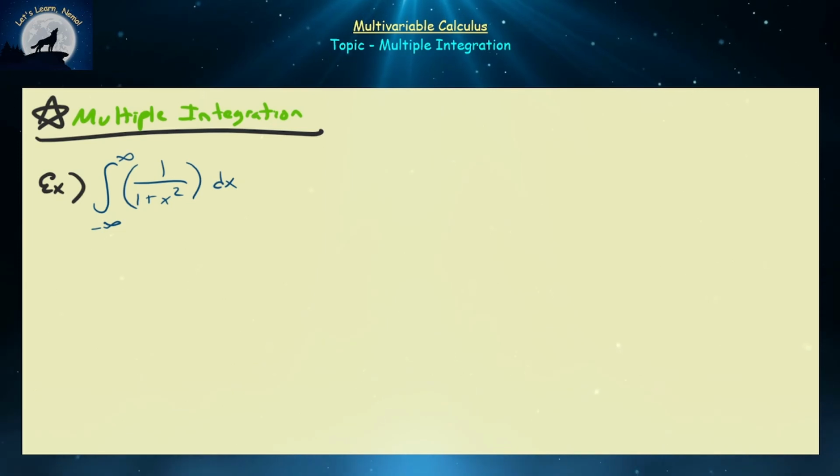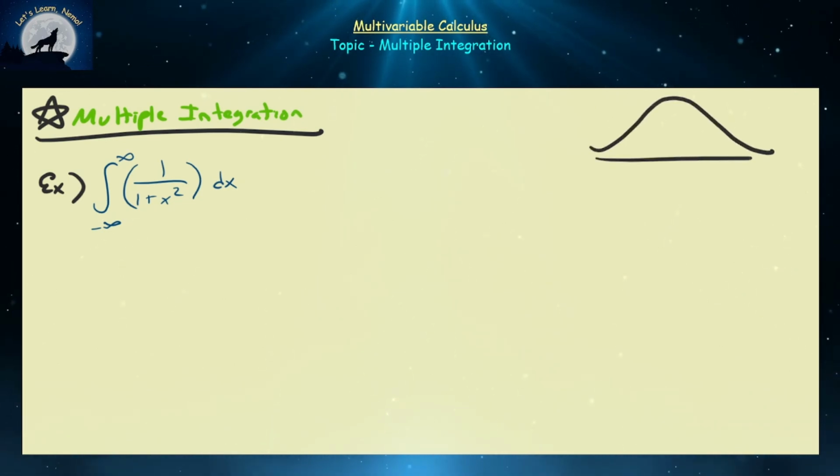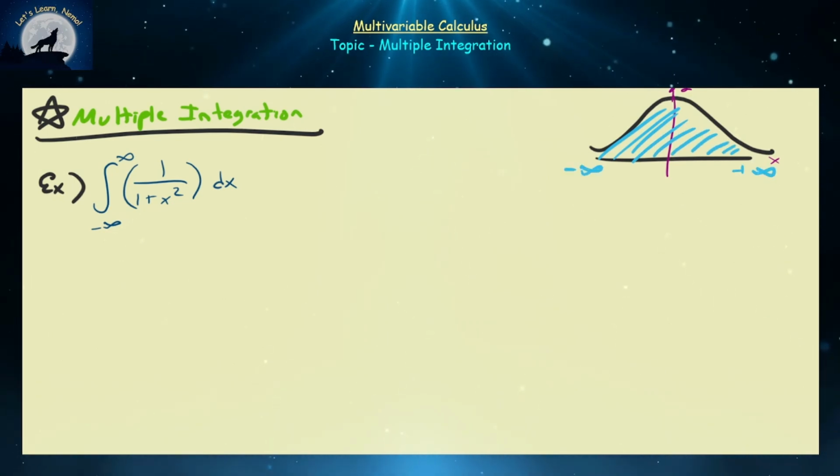You probably are already familiar with statements like the integral from minus infinity to infinity of 1 over 1 plus x squared dx and what this means geometrically. Pretty much what we have here is some curve. In this case it's symmetric about the y-axis. And what we want is to find the area under the curve all the way from x equals minus infinity to x equals positive infinity. And that area, hopefully, is some finite real number.